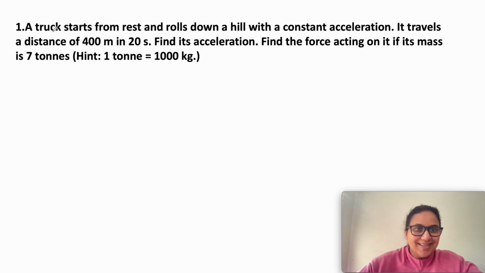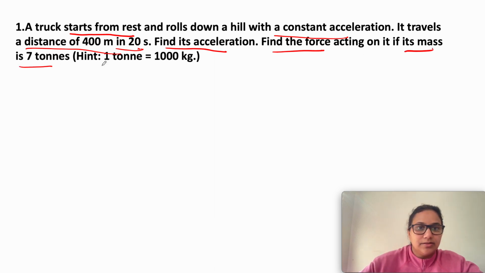First question is, a truck starts from rest and rolls down a hill with a constant acceleration. It travels a distance of 400 meters in 20 seconds. Find its acceleration. Find the force acting on it if its mass is 7 tons. They are also given 1 ton is equal to 1000 kilogram.